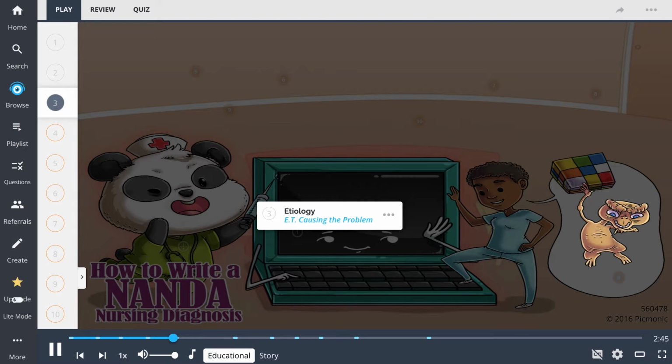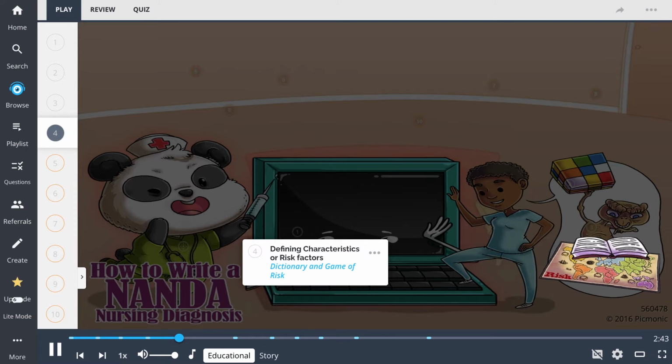The final component is defining characteristics or risk factors, a dictionary and a game of risk, representing how ET is carefully defining any risks by studying his dictionary while contemplating his next move. He wants to ensure he is aware of any signs and symptoms indicating the presence of a particular diagnostic label.